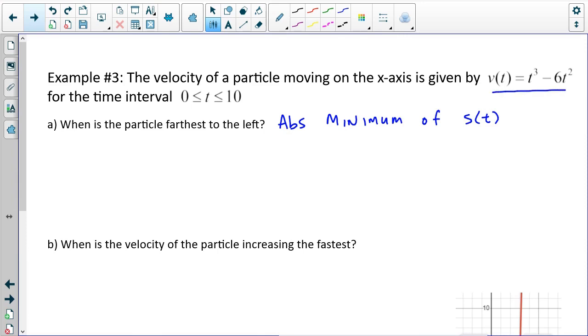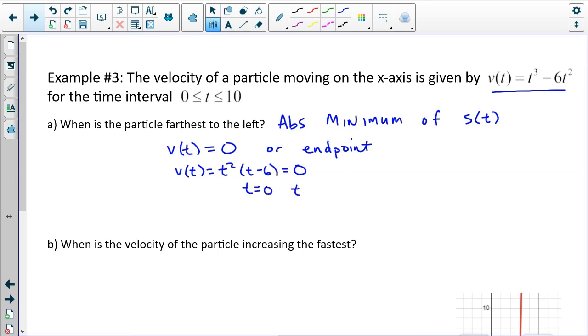But we can use a little bit of thinking, and we know that v of t equals 0 or an endpoint are going to be the only things that we can think about. So let's set v of t equal to 0 and see if we can figure something out. So v of t, if I factor out a t squared, I have t squared times t minus 6. I want to set that equal to 0. That occurs at t equals 0 or t equals 6.